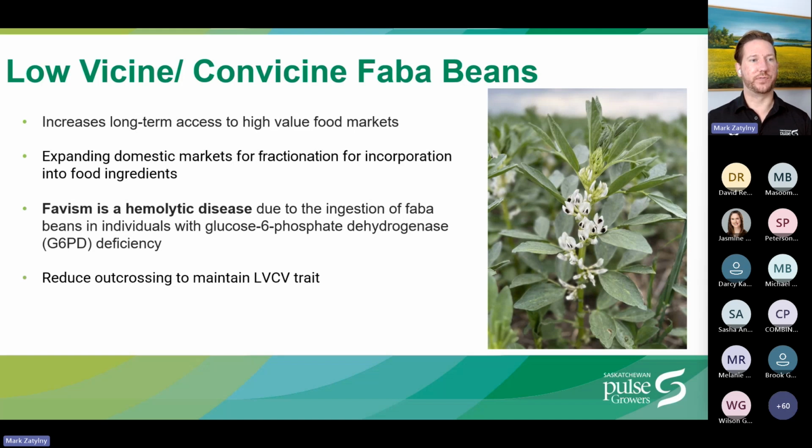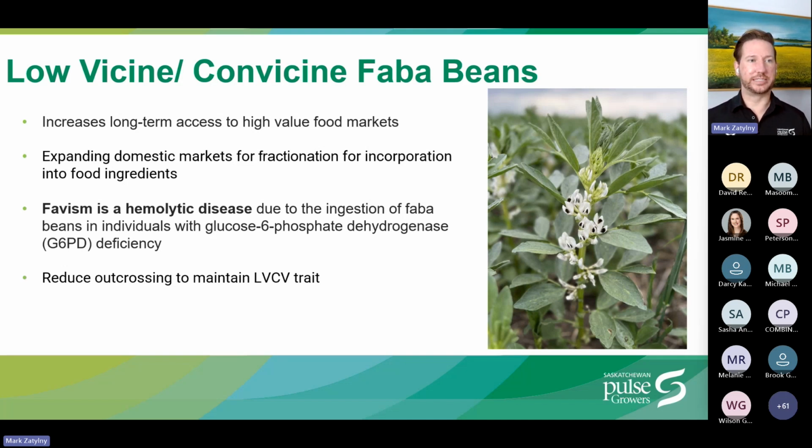As I was saying about this low vicine, convicine, what this really is about is that about 2.9% of the population is deficient in this G6PD molecule. And so what it does is when they ingest faba beans, it triggers a rapid onset anemia, which can be fatal, but it's kind of like an allergy to it. So it really limits where the crop is able to go in different markets.